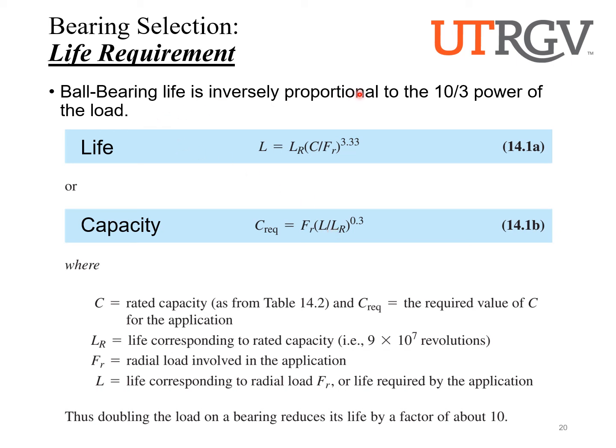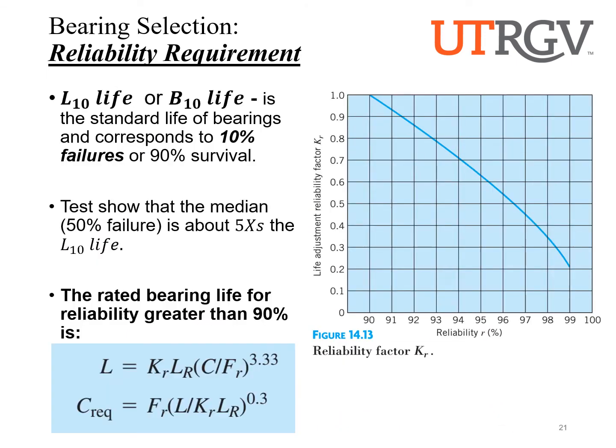And so the takeaway message here from this power is that the bearing life is going to be inversely proportional to the 10 over 3 power, or 3.333. That means that if you double the load on a bearing, it's going to reduce its life by a factor of about 10. Now what we're going to do is take those previous equations and start multiplying by some factors to account for other things.